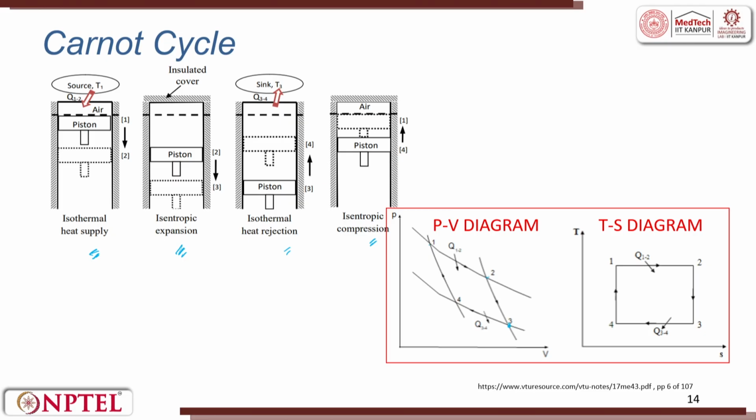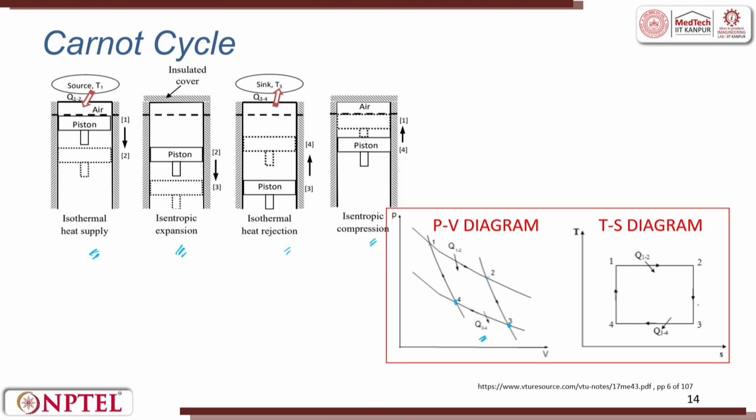After reaching state 3, heat is rejected. So, the piston is moving up. From 3 to 4 there is a compression, and from 4 to 1 there is another compression. 3 to 4 is isothermal heat rejection, because heat in, Q out. And the other one, 4 to 1, is isentropic compression.